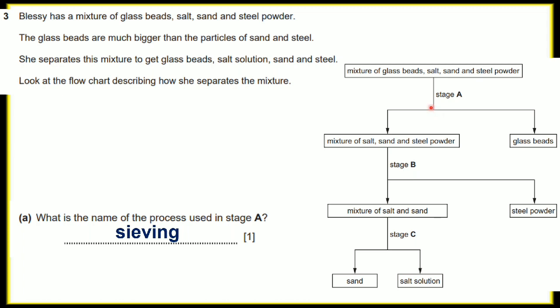Sieving. So you have a mixture of sand, steel and powder, then glass has been removed because they are big particles. So you have a mixture of salt, sand, steel.